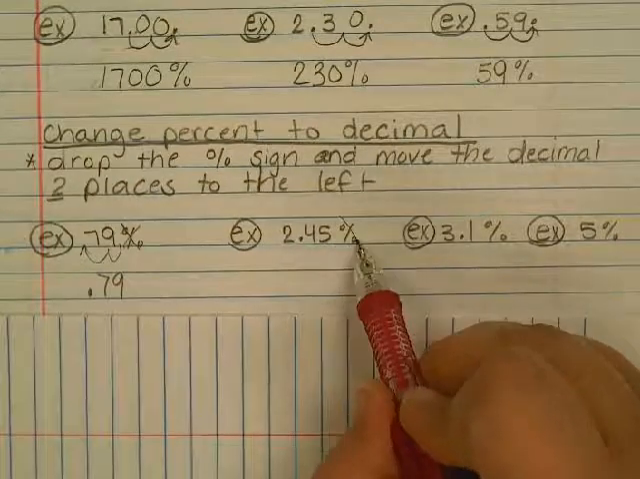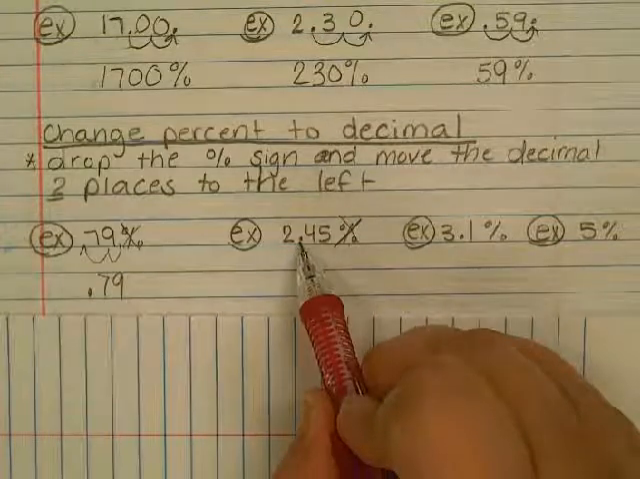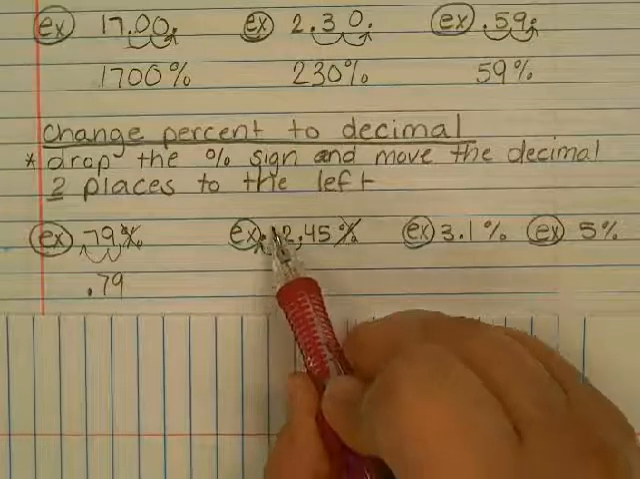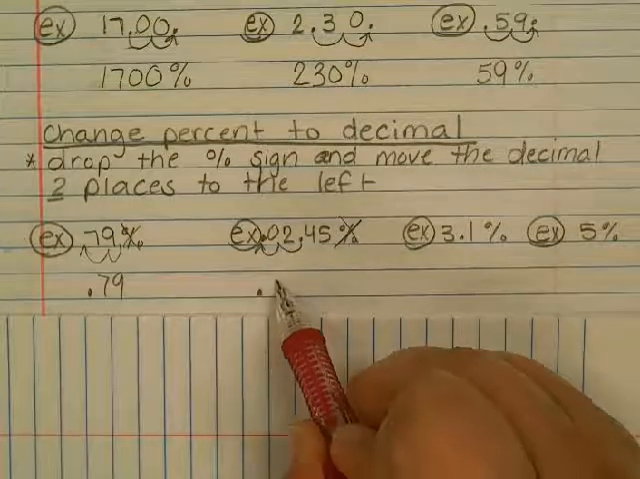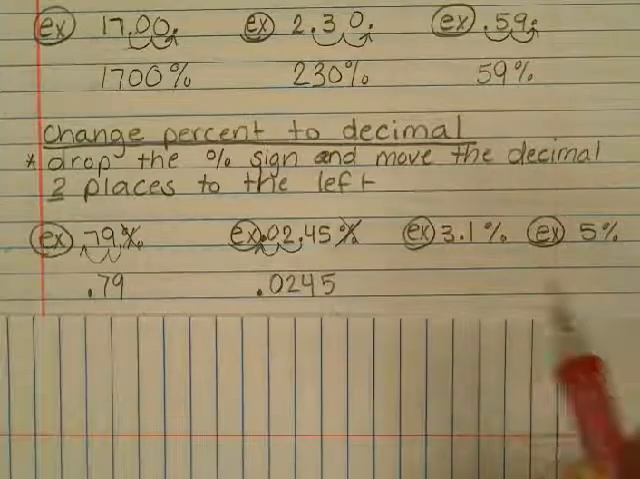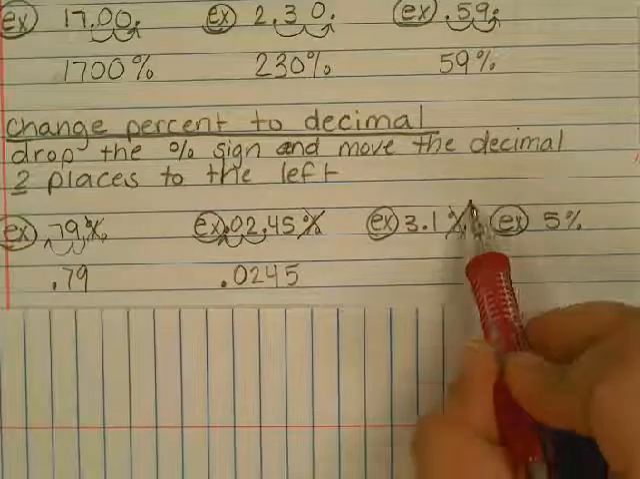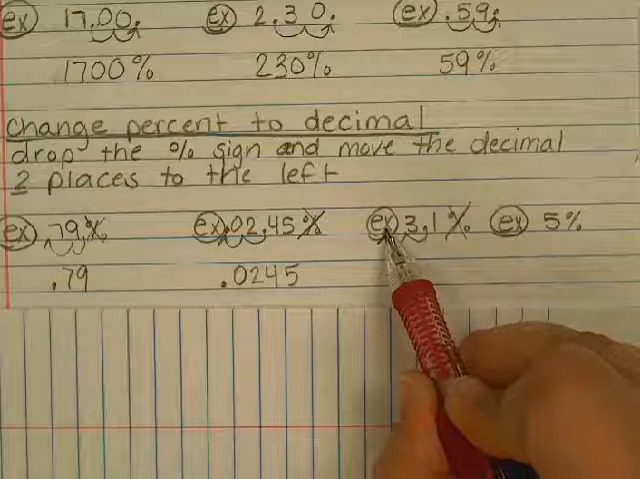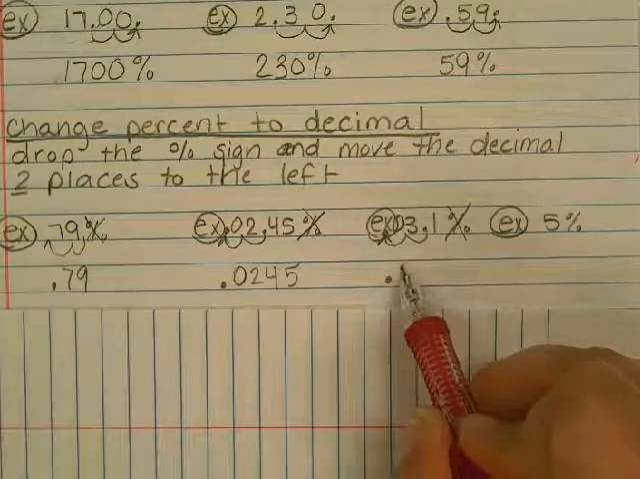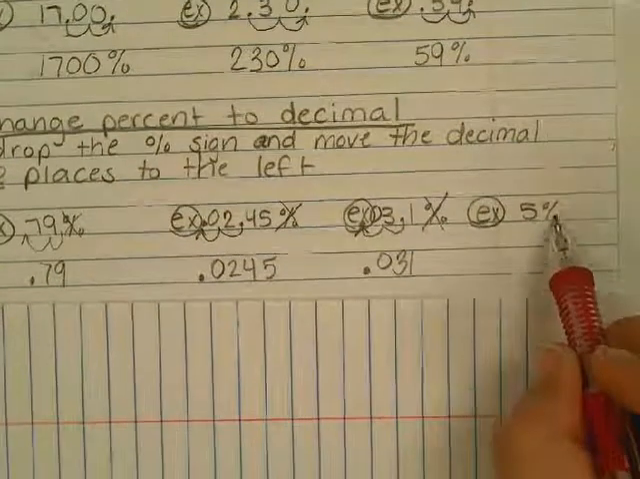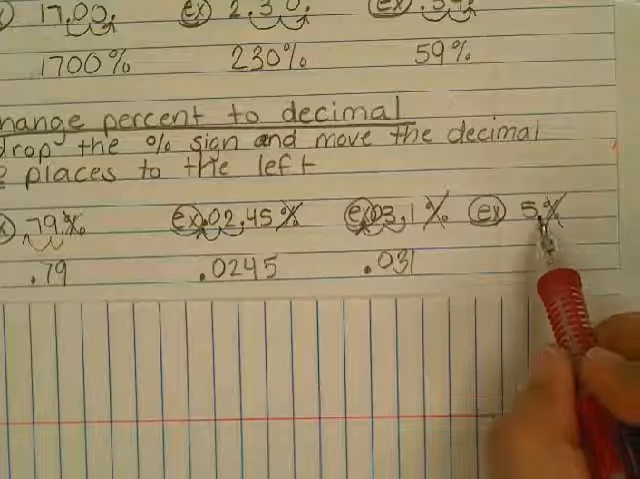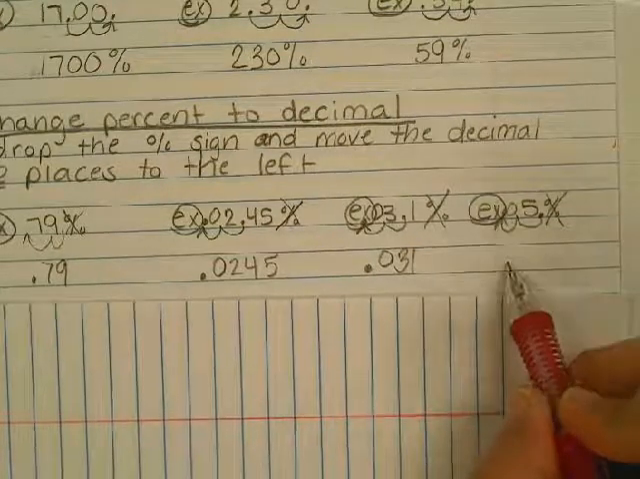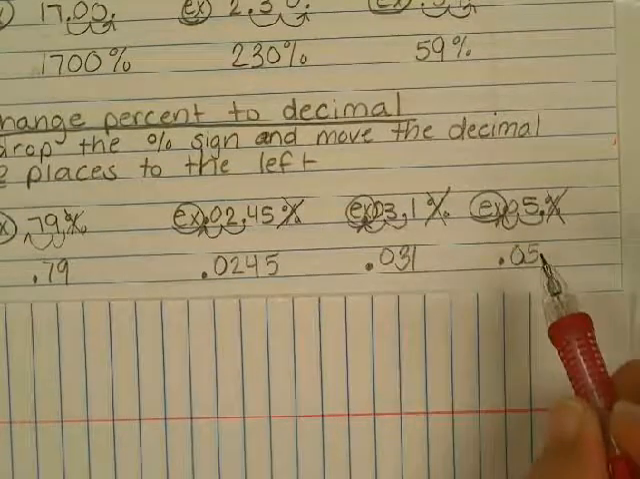On this next one, I drop this percent sign first, and then here's my decimal, and I have to go 2 places to the left. So 1, 2, I'm going to have to put a 0 in that space, so my answer is 0.0245. On this next one, again, I drop that percent. I'm going to move 2 places, so 1, 2. I would have to add in that 0, so it's 0.031. And on this last one, I drop my percent. This is a whole number, so I have to add in my decimal and then move it 2 places. So that answer is 0.05.